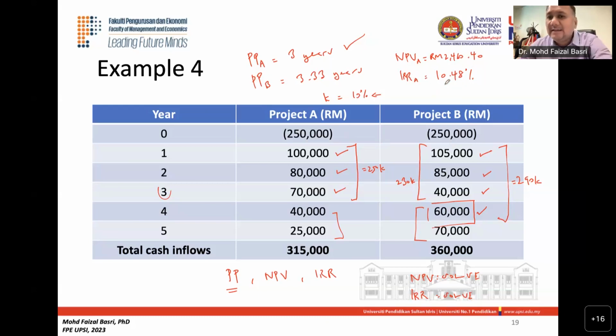So we can see the internal rate of return is higher than the discount rate. So this indicates that this project A is a profitable investment because we generated more than the cost. Cost of capital is 10%. And the return of our investment based on IRR is 10.48%. So we have a slight profit margin here. Just about 0.48%, not even 1% actually. But still it is a profitable investment.